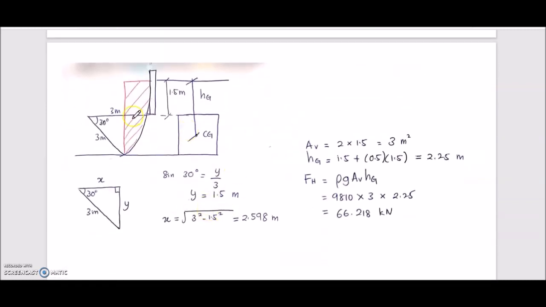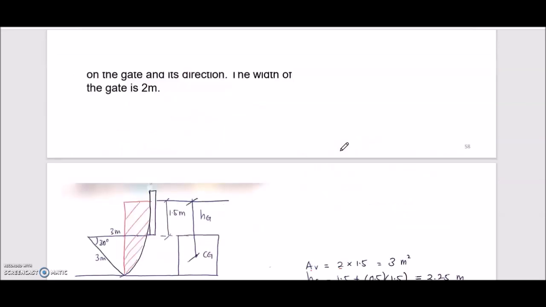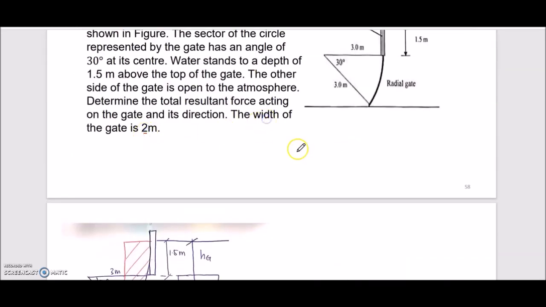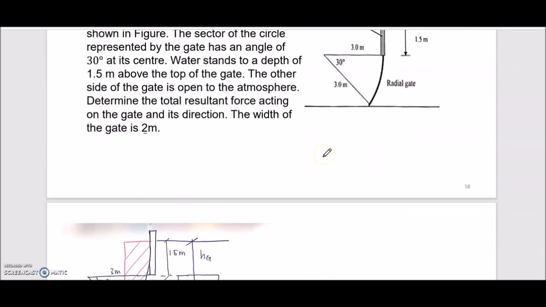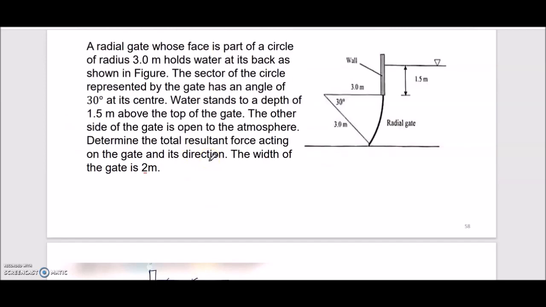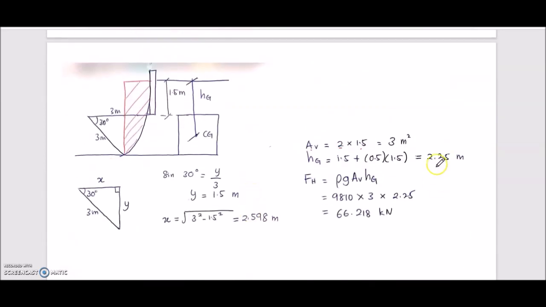Alright, so we will convert this radial gate into this figure, so it becomes the rectangle figure. So we can calculate the area. So area is, 2 is the width of the gate, 2 meter times the 1.5 meter. So 1.5 meter is the depth of the gate. And then we get 3 meters square.